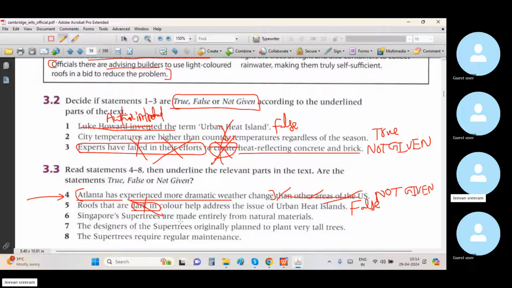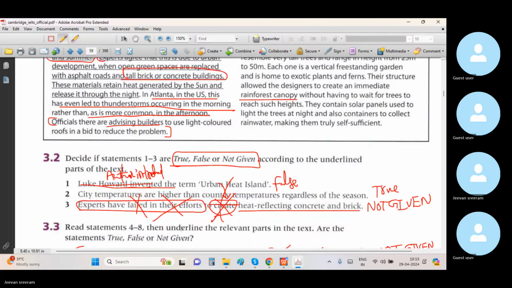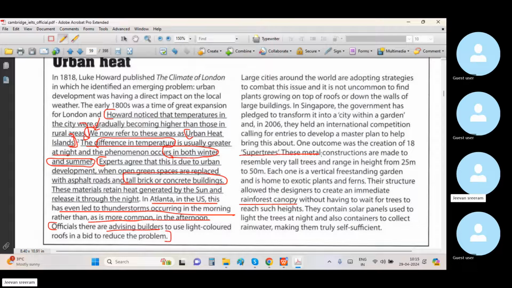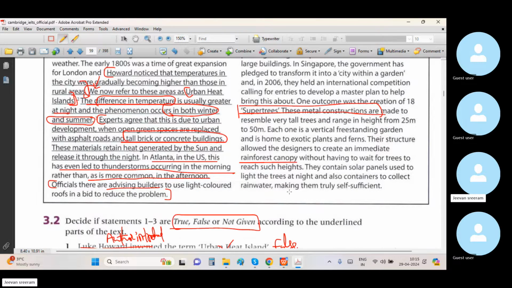So how about the sixth one? Singapore super trees are made entirely from natural materials. Is it true, false, or not given? Singapore super trees are entirely from natural materials. Are they all from natural materials? Super trees, these metal constructions, are they from natural materials? Do you think metal constructions are natural?